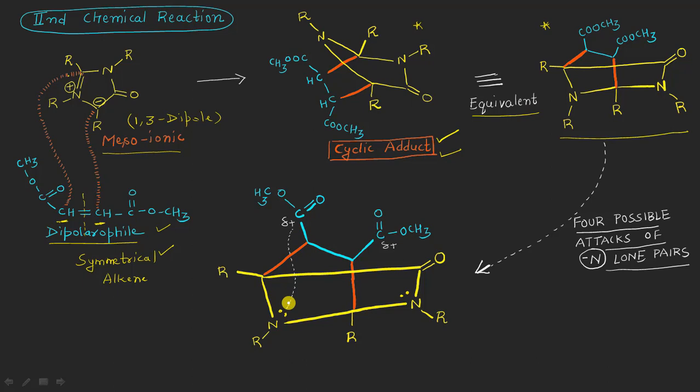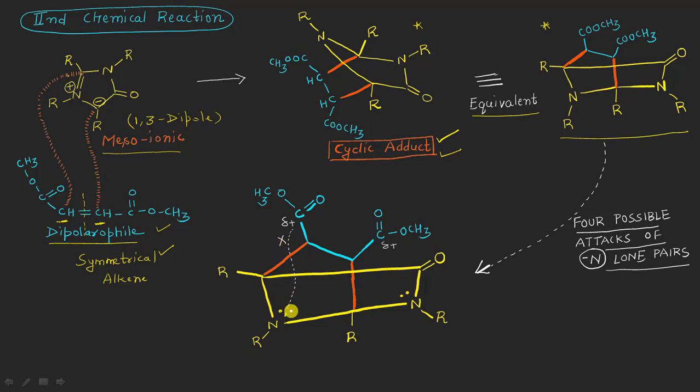And now if you start counting the members of this ring structure formed here, you will see that it will be consisting of 1, 2, 3 and 4 members, okay? And we all know that the 4-member ring structure is not a stable structure. So this means it knocks out the possibility for the attack of this nitrogen lone pair on this carbonyl carbon, right? So it will not be taking place, okay?